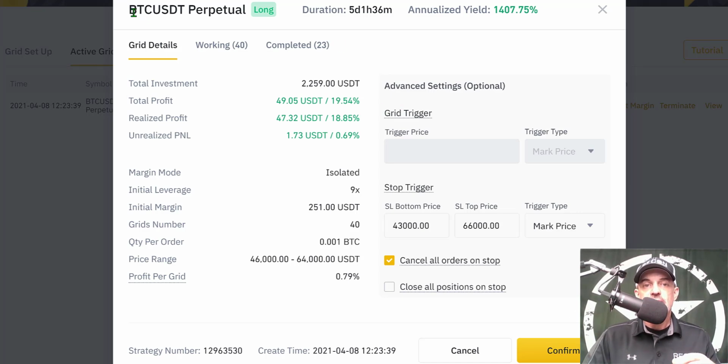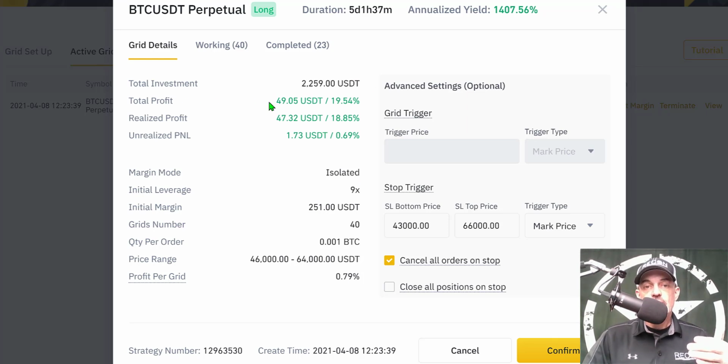And again, you can see it was BTC USDT perpetual contracts. The bot is long only. My total investment came to $2,259, and the way that is actually calculated is you take the $251 in initial margin and multiply that by 9x initial leverage, and that is how this figure is actually calculated.